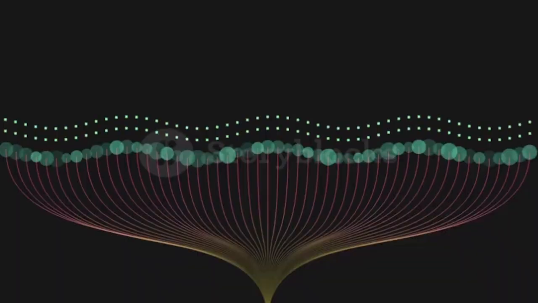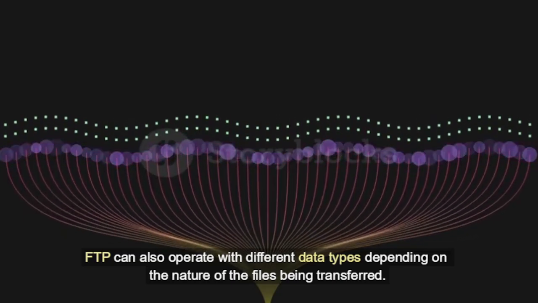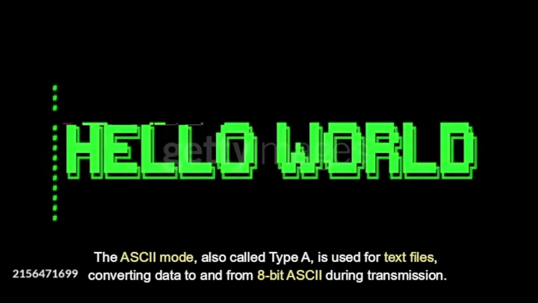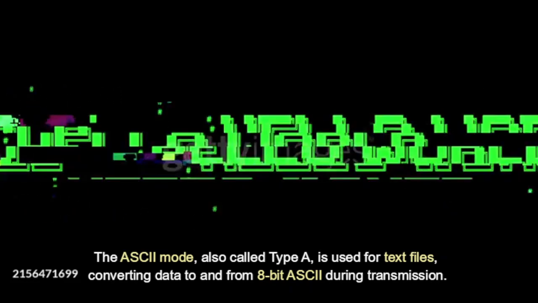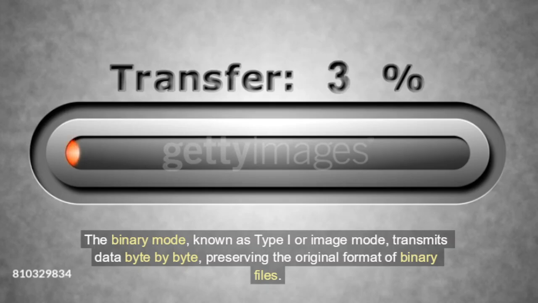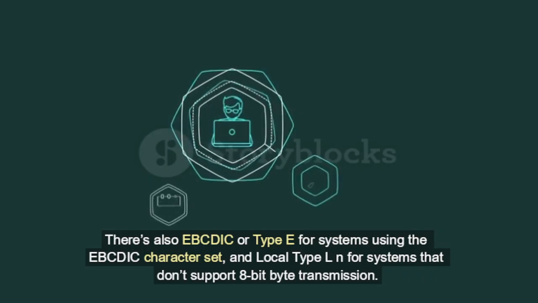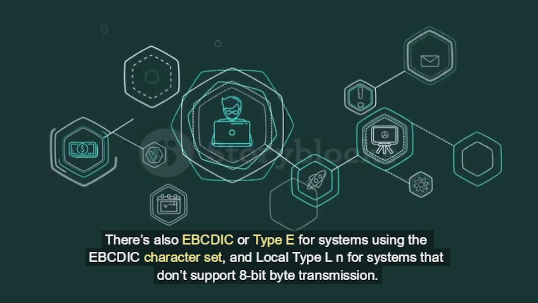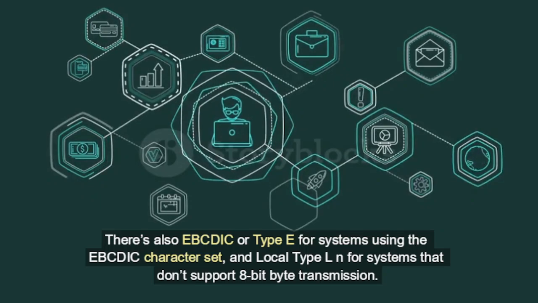FTP can also operate with different data types depending on the nature of the files being transferred. The ASCII mode, also called Type A, is used for text files, converting data to and from 8-bit ASCII during transmission. The binary mode, known as Type I or image mode, transmits data byte by byte, preserving the original format of binary files. There's also EBCDIC or Type E for systems using the EBCDIC character set, and local Type L N for systems that don't support 8-bit byte transmission.